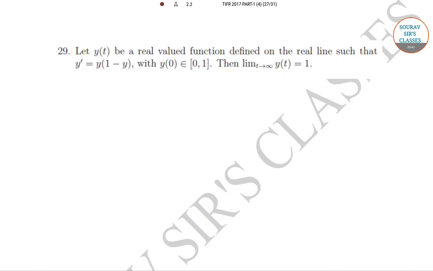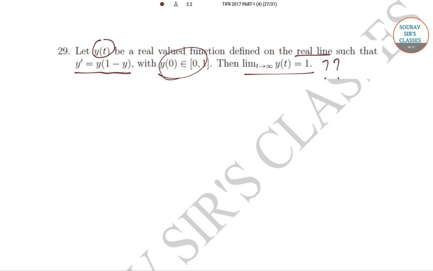Let's solve the next question, which is question number 29. In question number 29, it has been said that let y(t) be a real valued function which has been defined on the real line such that y dash is equal to y into 1 minus y, with y(0) belongs to the closed interval 0 to 1, and then it has been said that the limit of y(t) as t tends to infinity is equal to 1. We have to find whether this statement is true or false.